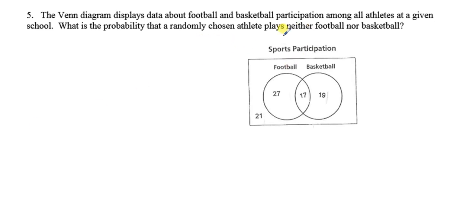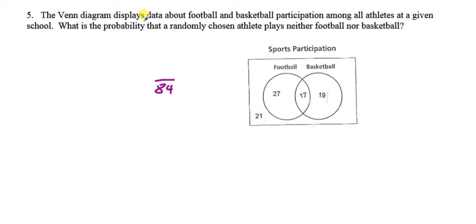Okay, here's a Venn diagram. So you can see some students play football, some play basketball, 17 play both. I think this was a picture out of the book. And then 21 don't play either football or basketball. So the total number of people that play football, basketball, both or none is 84 total people. 84.